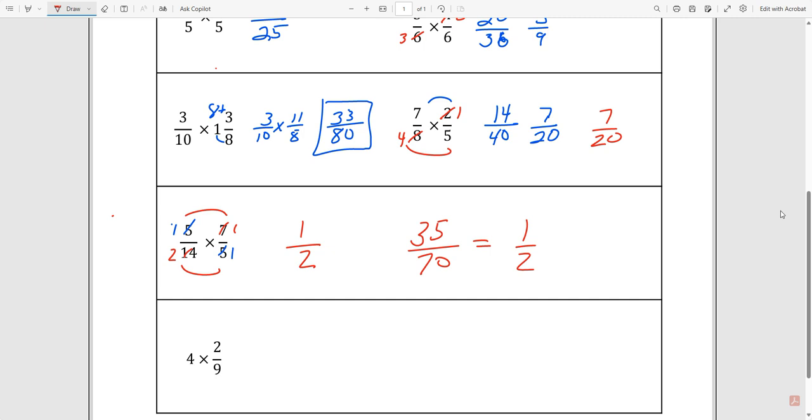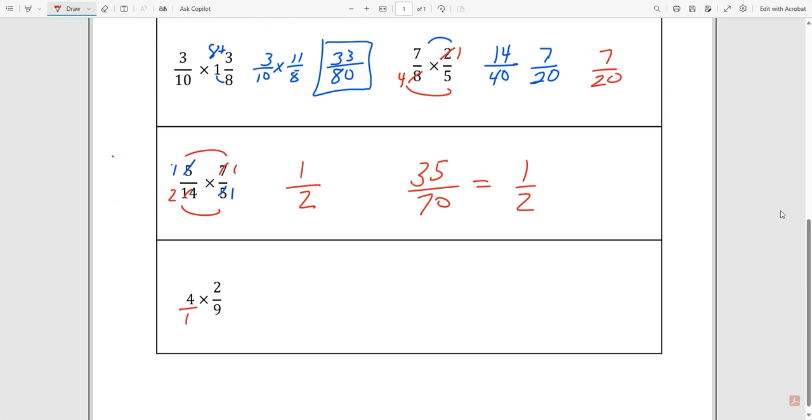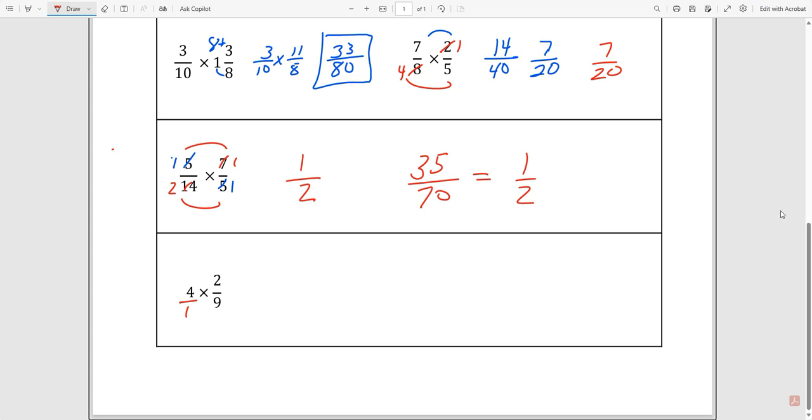And then 4 times 2/9. 4 is a rational number, so we can make that into a fraction, 4 over 1. So that's just 4 times 2 is 8, and 1 times 9 is 9. It's just 8/9 on that one.